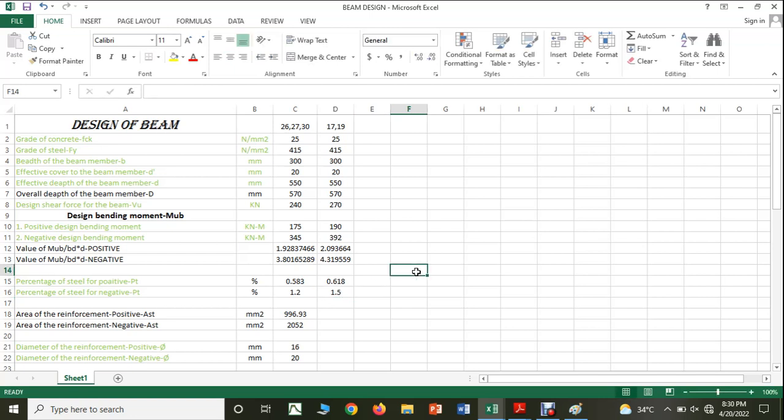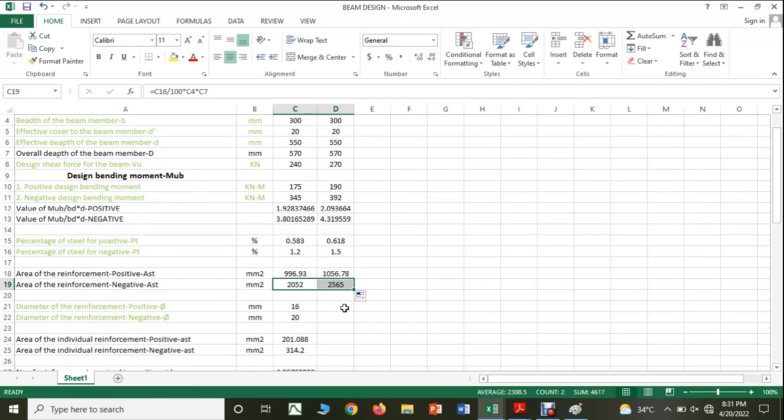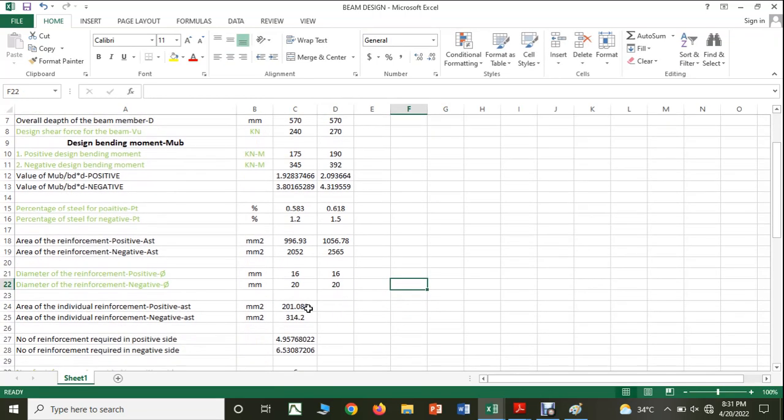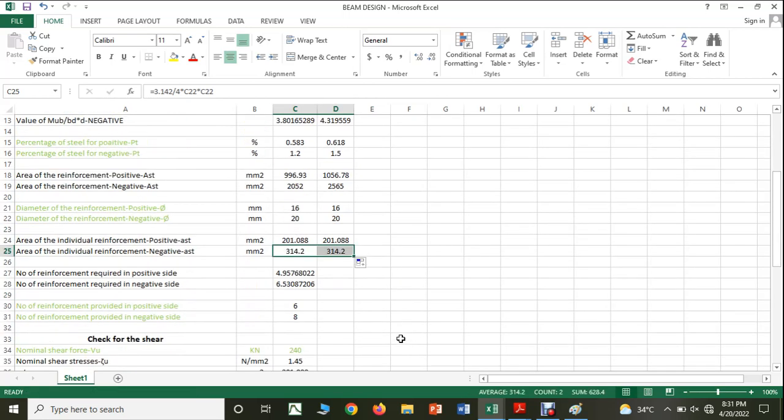Okay, let us check whether it is going to fail in the shear or not. So now definitely you are supposed to provide this value, so it will be calculated based on the percentage of steel, and the same thing I am going to maintain, 16 and 20 mm. Therefore I am going to calculate the individual areas, and definitely I am supposed to calculate now the number of reinforcement bars. So you can see that it is anyhow 6, and now this becomes 8, means 9, I can give 10 numbers.